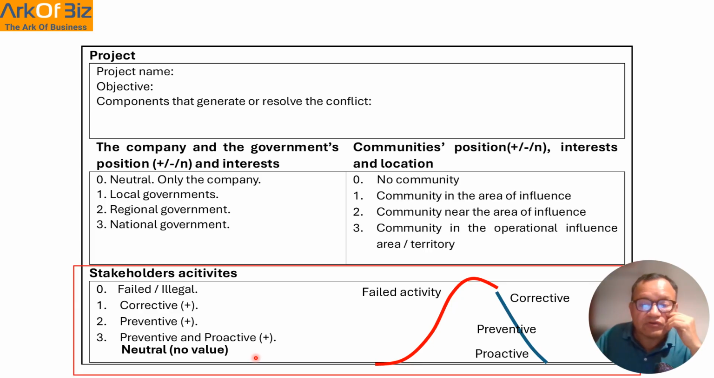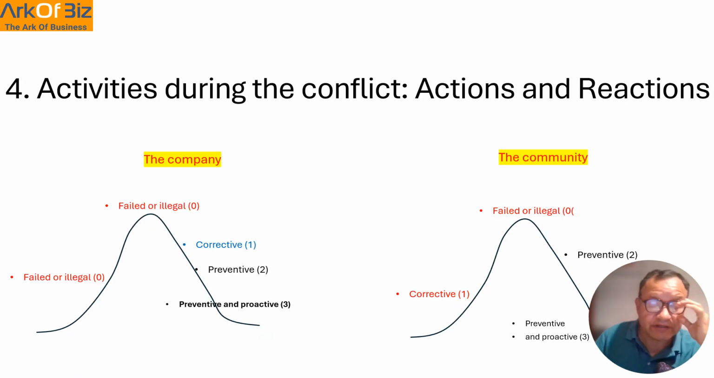Okay, now let's go with some examples. Before an example, we have something important to clarify about actions and reactions in a conflict, because this distinction is very important. For example, when someone takes a harmful action, their graph, the curve, begins with failed actions or failed activities. And the party that receives the impacts starts with corrective activities, showing the effort to demand justice.